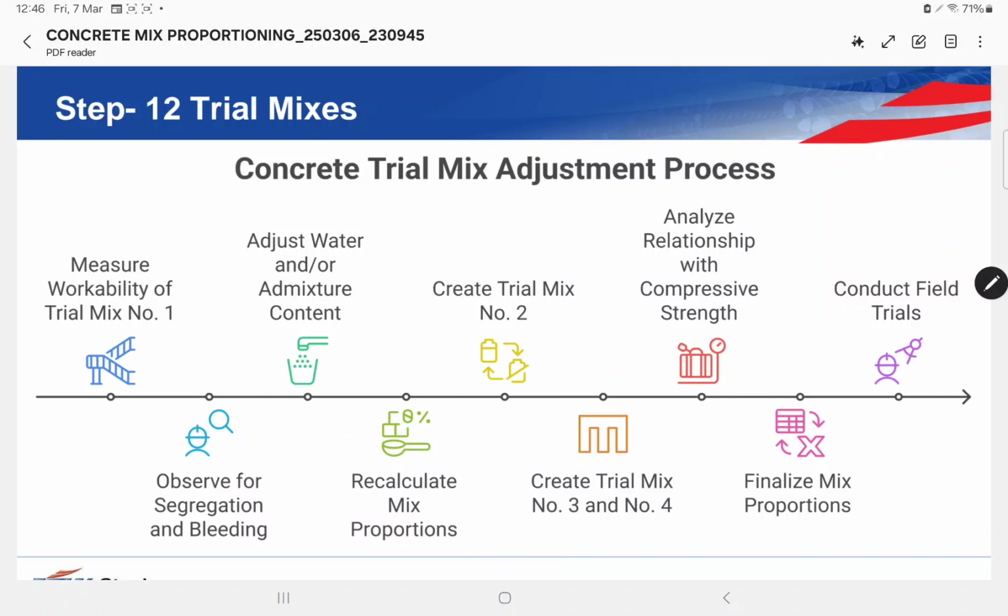Now the next thing is, you have all the material quantities, and you do the first trial mix. I'm talking about the lab trial mix. If you observe some kind of segregation or bleeding in your lab trial, you need to adjust the water content or admixture dose, or in some cases change the percentage of coarse aggregate and fine aggregate, so that segregation and bleeding should not happen.